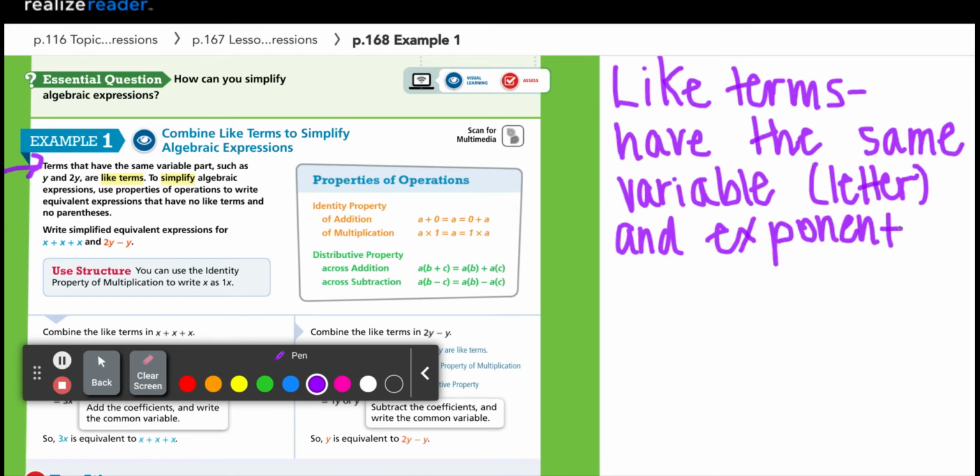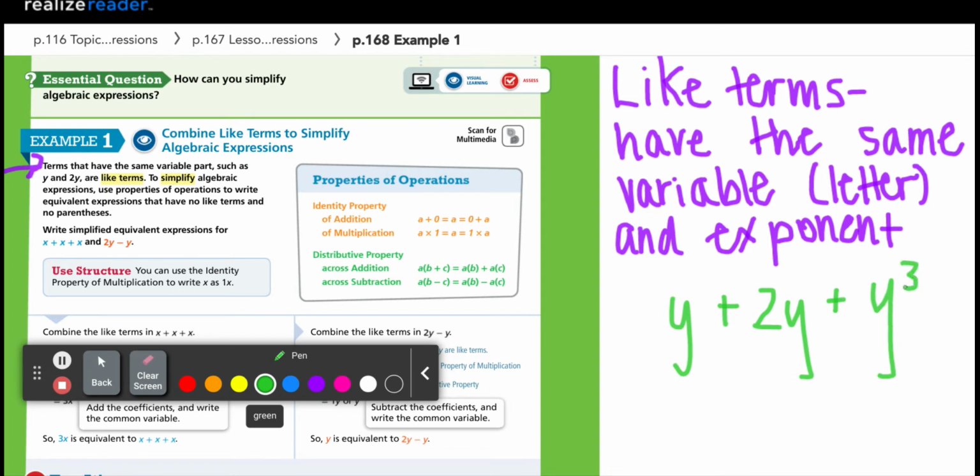So in your notebook, let's write: like terms have the same variable, which is the same letter, and the same exponent. So they have the same variable and exponent. Because what I mean by that is we could have an example that says y plus 2y plus y to the third power. Well, y by itself is really y to the first power. 2y is really 2y to the first power. And y to the third power has an exponent of 3. So the only like terms here are y and 2y.